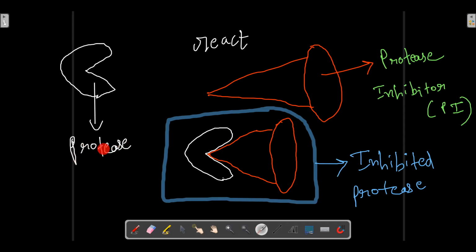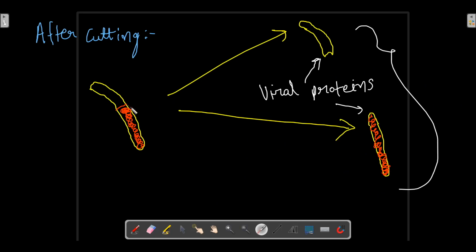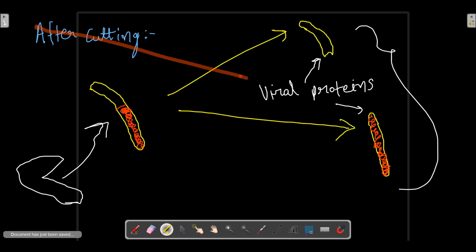This is the protease enzyme, this is the protease inhibitor, and they combine with each other to produce a new compound, which is called inhibited protease. After the protease is inhibited, the step where the protease enzyme comes over here and cuts this polypeptide chain, after which viral proteins are produced, cannot happen now.